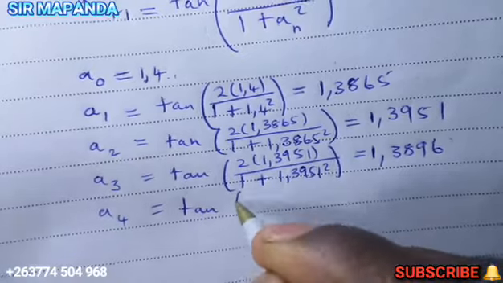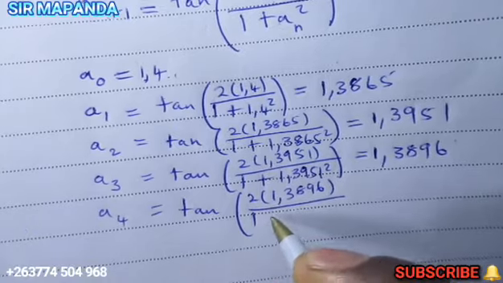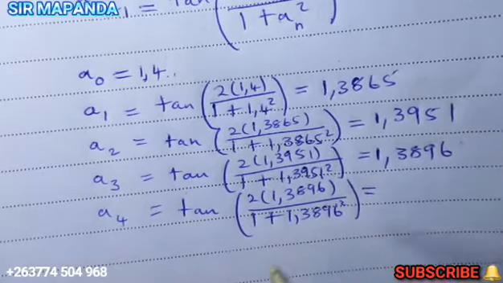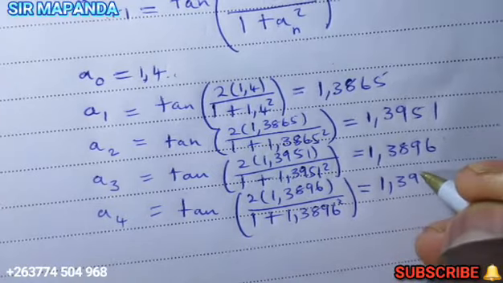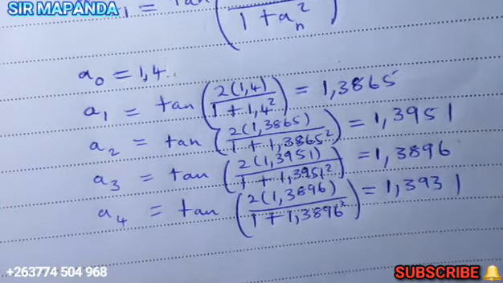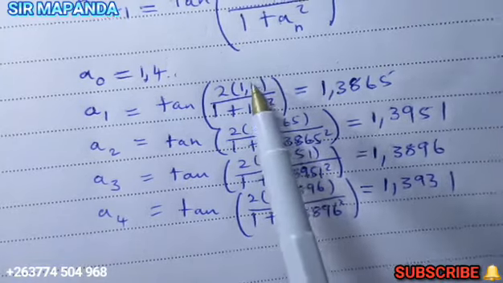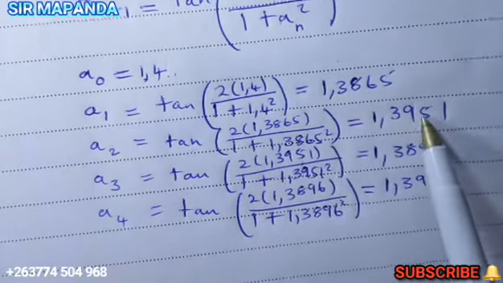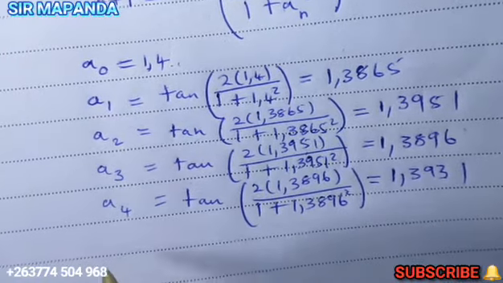If you substitute 1,3896, then divide with 1 plus 1,3896 squared, right? You get 1,3931, right? You can even use your calculator to backspace this 1,4. Then you put 1,386165 to get the corresponding. Then you do up to and until you see the recurrence. I hope you are following, right?